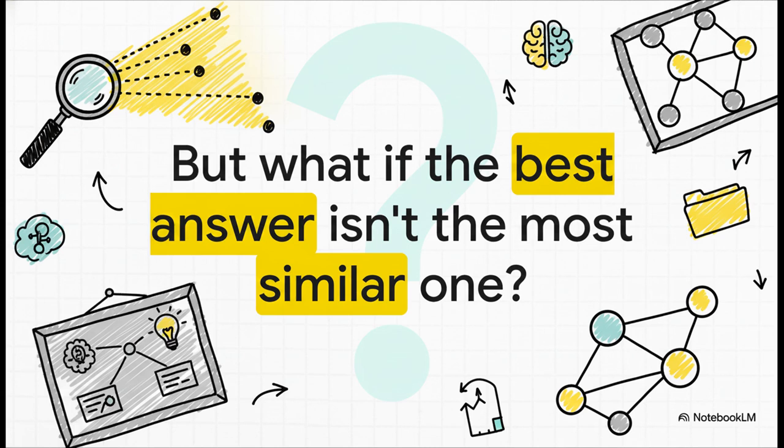But here's the million-dollar question, right? What happens when the most important piece of the puzzle, the key to the best answer, isn't in the most similar document? What if it's hiding in the relationship between two things that seem totally disconnected? Well, that's exactly where similarity-based search hits a wall.